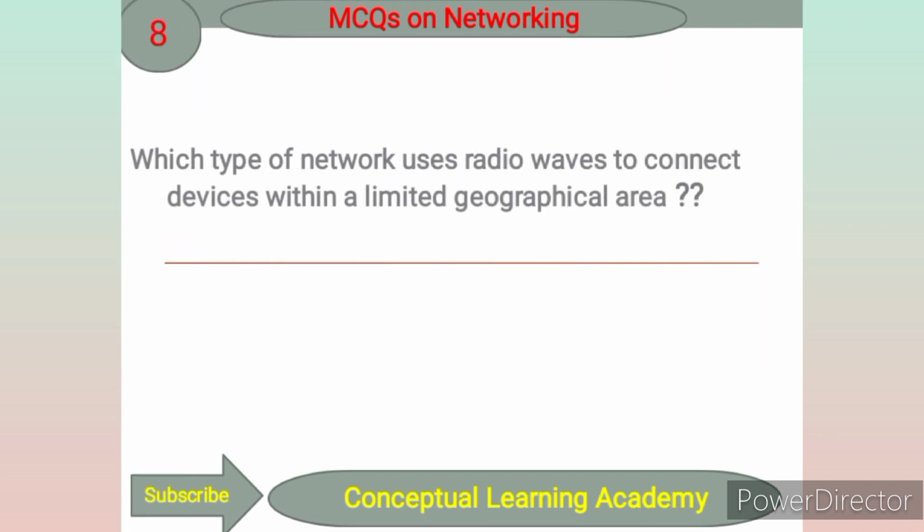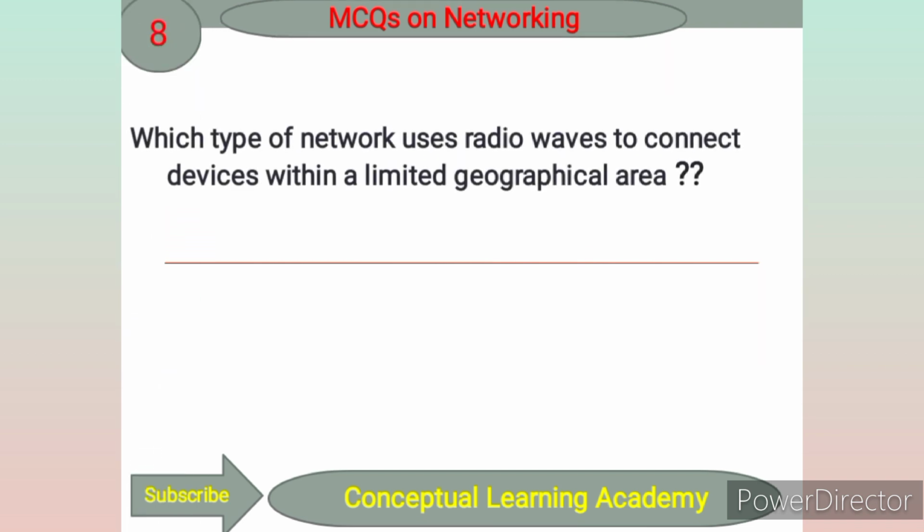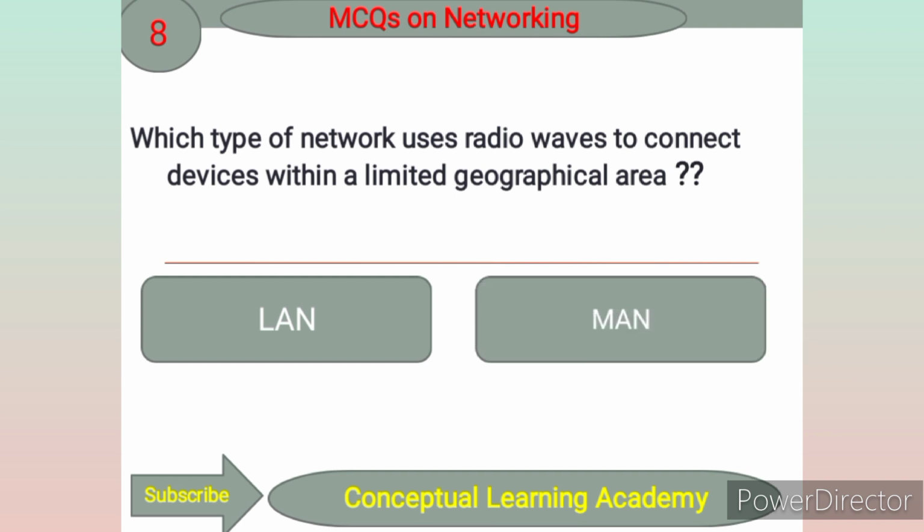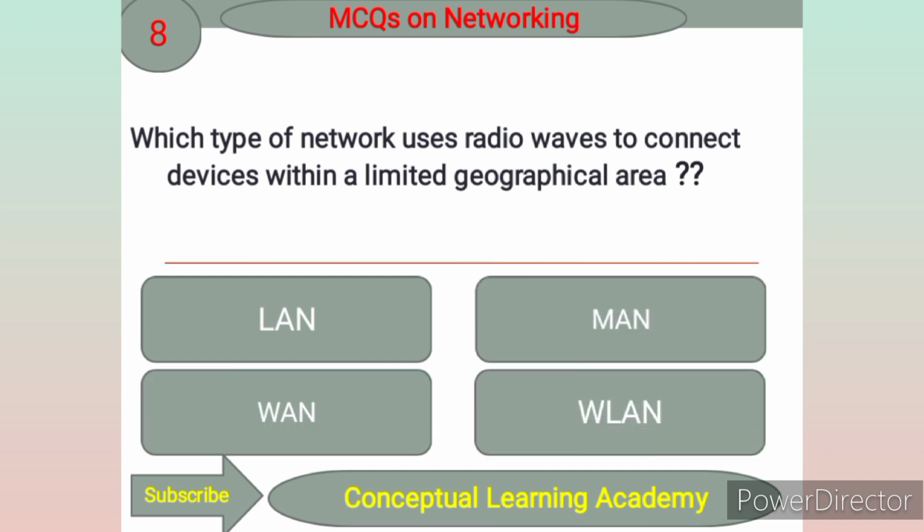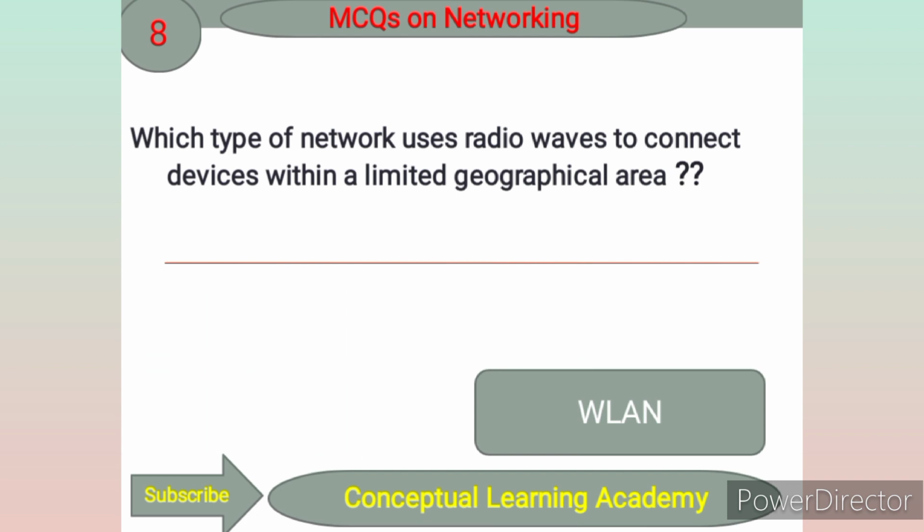Question number 8. Which type of network uses radio waves to connect devices within a limited geographical area? Option number 1, LAN. Option number 2, MAN. Option number 3, WAN. Option number 4, WLAN. The correct answer of this question is WLAN.